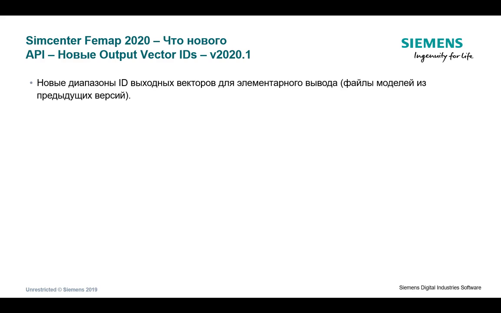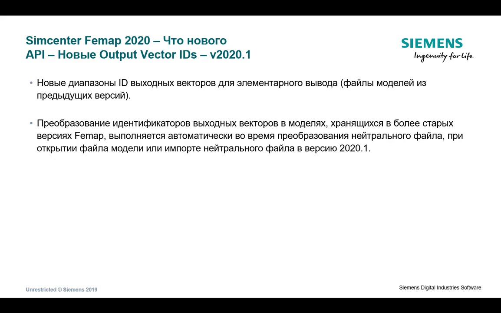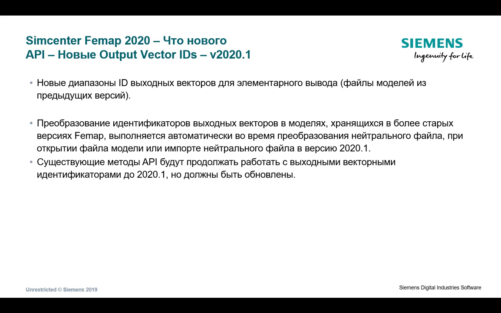We mentioned this earlier in the post-processing section that for 2020.1, elemental output got new output vector ID ranges. Now, this is going to have some implications in the API. So conversion of the output vector IDs in models stored in older versions of Femap is handled automatically during the neutral file conversion when the model is brought forward into a newer version of Femap. Existing API scripts will continue to run with the pre-2020.1 output vector IDs, but should be updated as soon as possible.